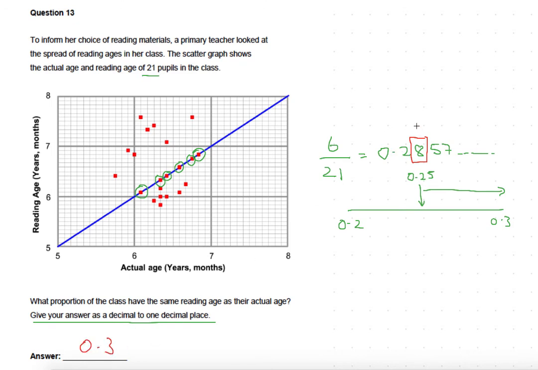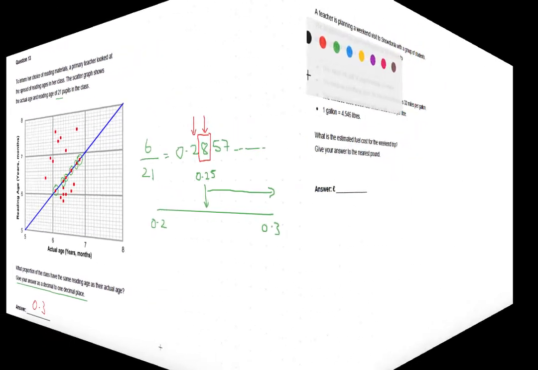The mistakes that I see are people tend to look at the wrong digit. Or even some people just look at this digit and say, oh well, it's a 2, so I don't round up. No, it's not that. We don't even look at the 2. We look at the 8. It's the 8 that determines whether we round up or down. So we're actually rounding up here to 0.3. Hopefully that makes a little bit of sense.